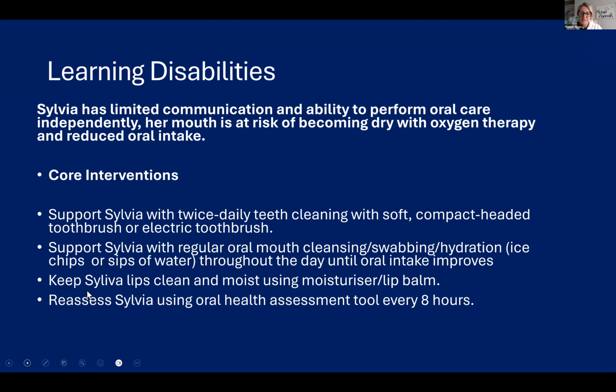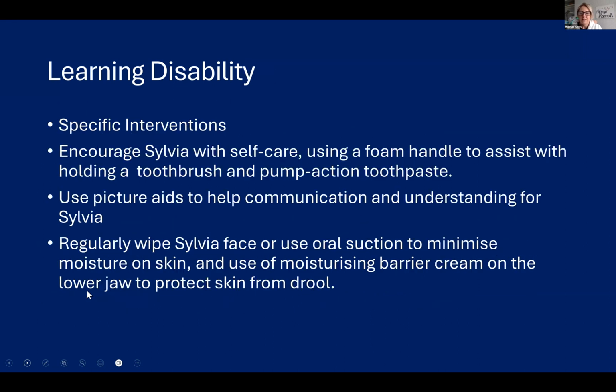So core interventions again, same, twice daily teeth cleaning, soft compact toothbrush or an electric toothbrush. We would think about regular oral mouth cleansing, so either swab hydration, ice chips, sips of water throughout the day. We would want to keep her lips clean and moist using moisturiser or lip balm, and we're going to reassess every 8 hours.